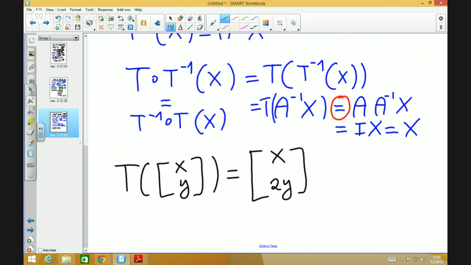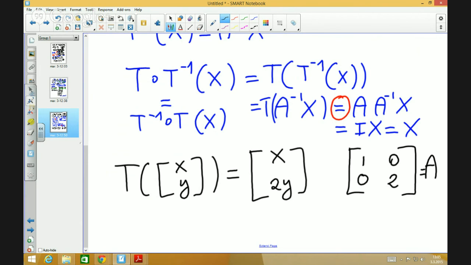So let's do it stepwise. What is the matrix that induces this transformation? The matrix that induces this transformation, we simply find out by plugging in as inputs to T the vectors (1, 0) and (0, 1). If I plug in (1, 0), I get (1, 0). If I plug in (0, 1), I get (0, 2). So that's the matrix A that induces T.